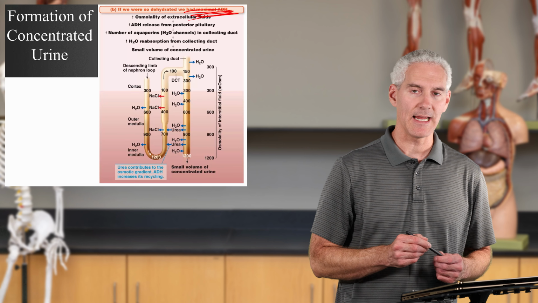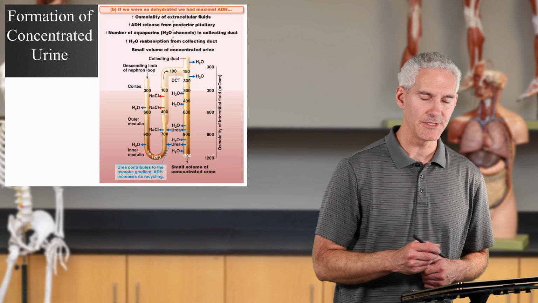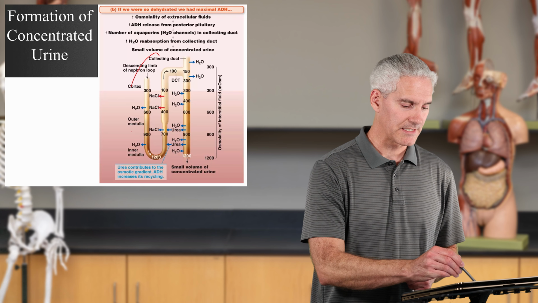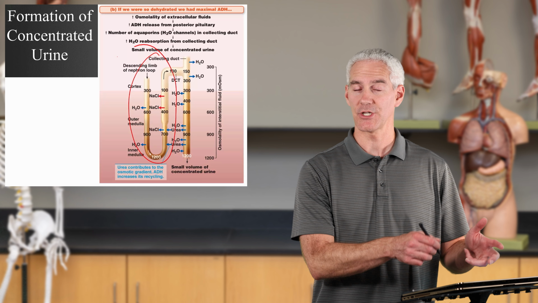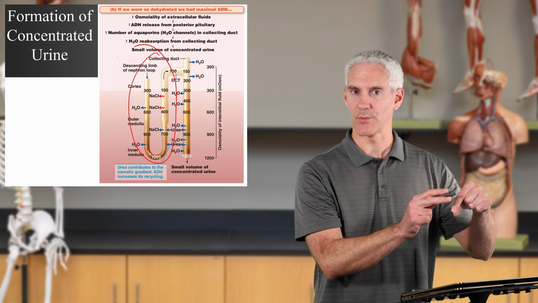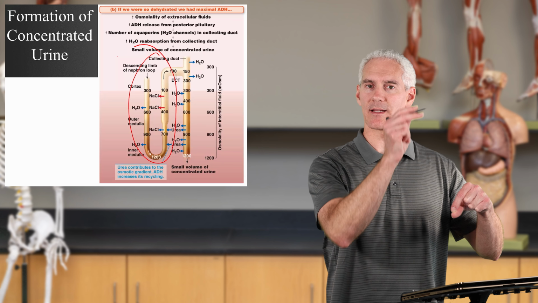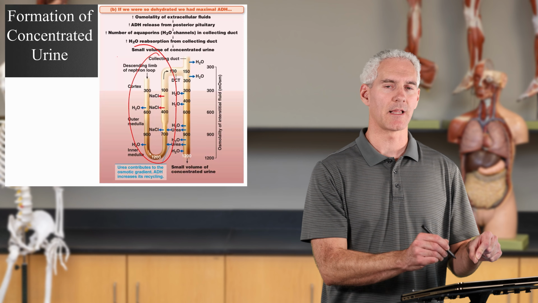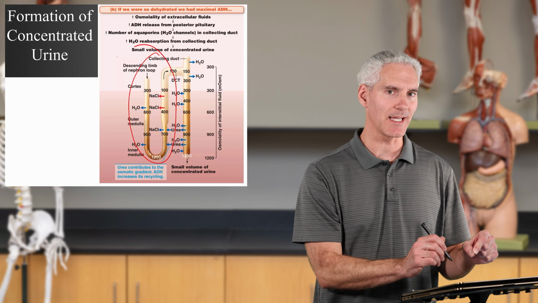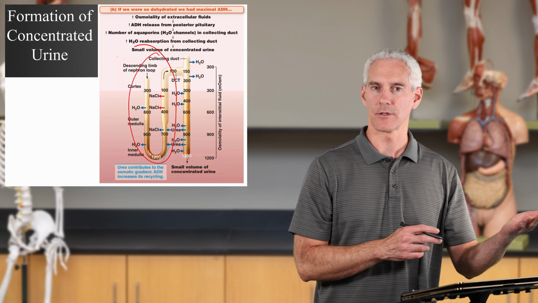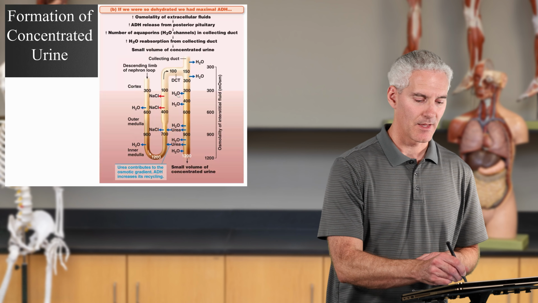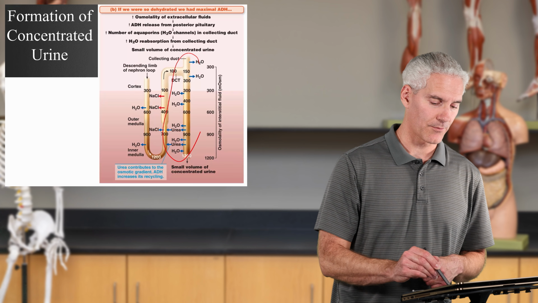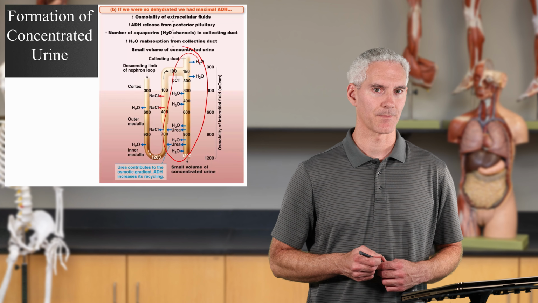Now we have ADH here. Tons of ADH is present. We still have the exact same thing occurring in the loop of Henle. Nothing changed there. It concentrates on the way down, dilutes on the way back up. This portion in the loop of Henle is exactly the same for dilute urine or concentrated urine. They don't change. The difference is over here in the collecting duct.